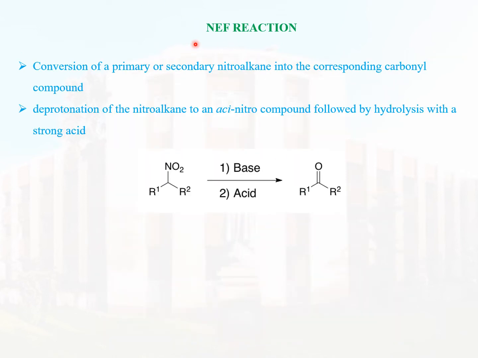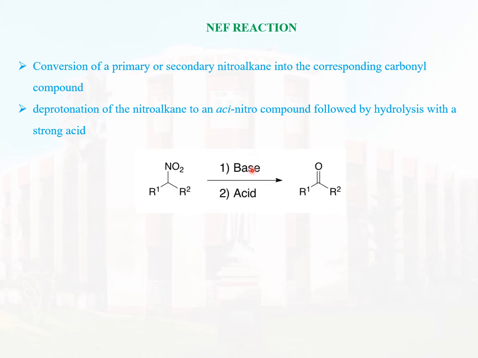Now we move to another important reaction. It is called the Nef reaction. It is nothing but the conversion of a primary or secondary nitroalkane, that means a nitroalkane containing at least one alpha hydrogen atom, to the corresponding carbonyl compound. See the example here. This is a secondary nitroalkane. First on treatment with base, then followed by treatment with acid, you get a carbonyl compound. Nitro compound is converted to the corresponding carbonyl compound. This reaction is known as Nef reaction.